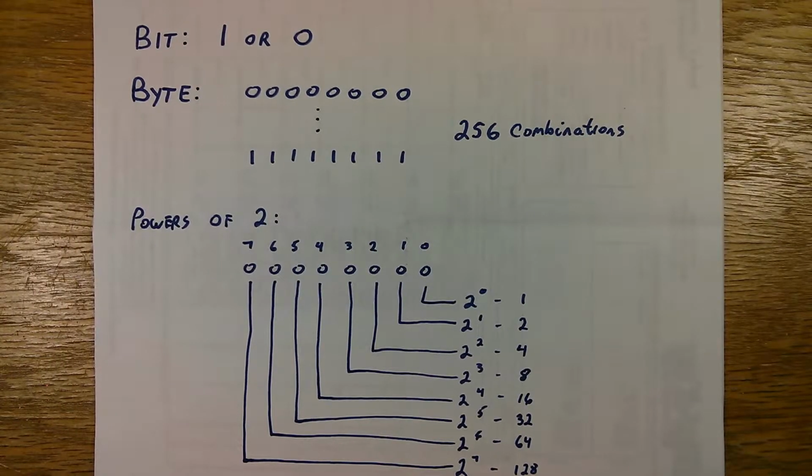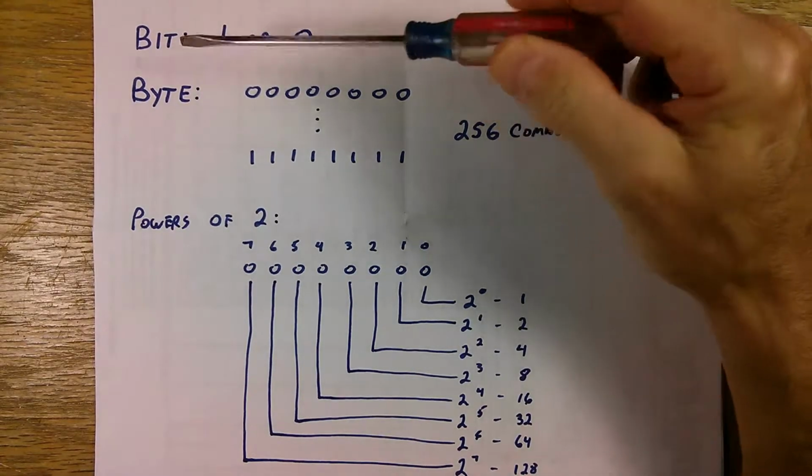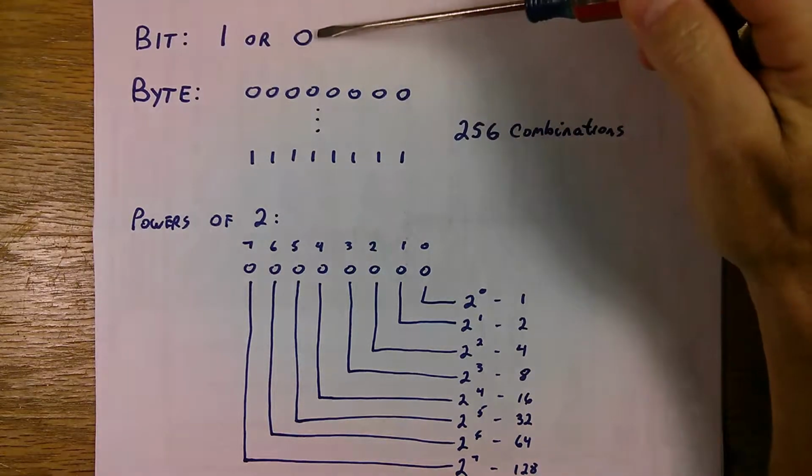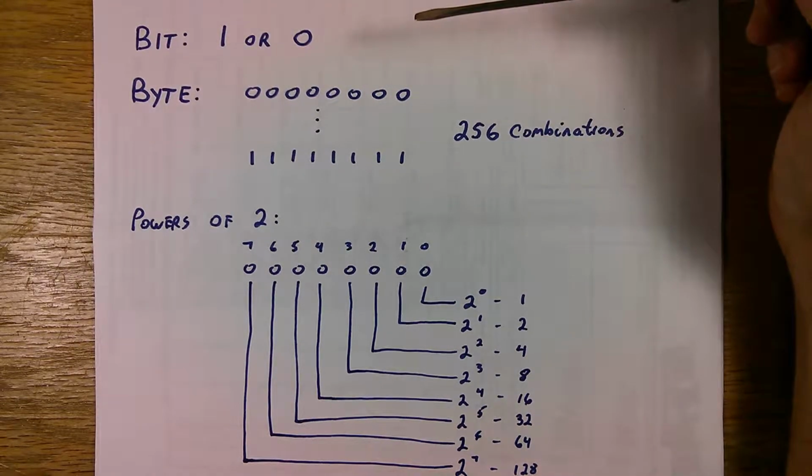Hi, in this video I'm going to talk about binary numbers, but the first thing I want to talk about is a bit. And a bit is a number that just has two states. It's a 1 or a 0. It's also the smallest piece of information that a computer or a microcontroller can handle.